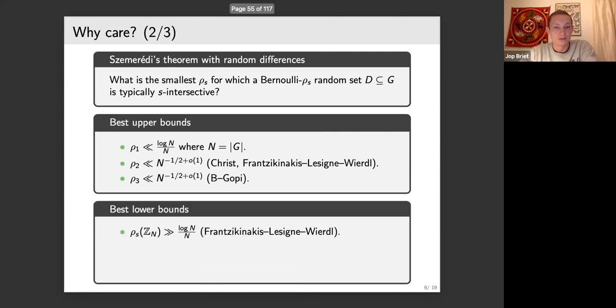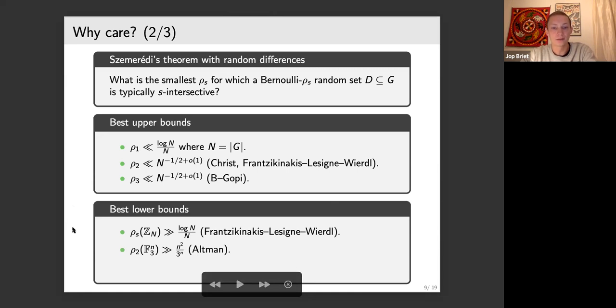As far as lower bounds are concerned, it was shown by Frantzikinakis, Lesigne, and Wierdl that for every S over the cyclic group of size n, rho_S is at least log n over n. Over finite fields, Altman somewhat surprisingly showed that the situation is different. Rho_2 is at least n squared over the size of the group. You can interpret this as a square of the logarithm of the size of the group compared to the cyclic setting. And this result generalizes for larger S.